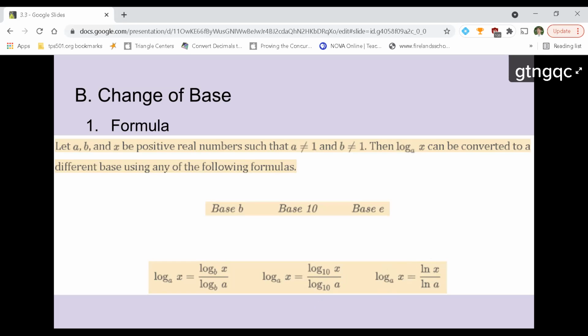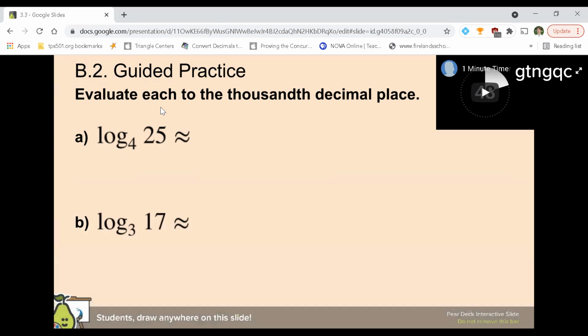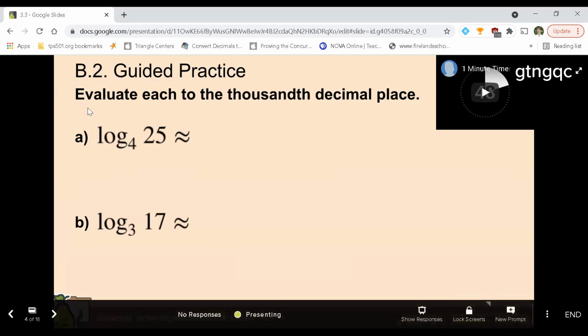Anybody need more time on this? Do you want to see an example? Yeah, let's do an example. So for example, see if you can type both of those into your calculator. Just type it into your calculator. See if you can do those. I'll give you 1 minute.